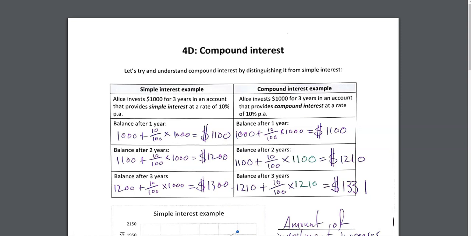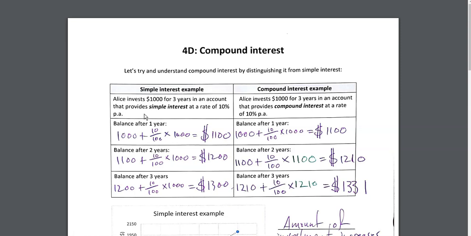Okay. Now, the best way to understand what compound interest is to first compare it with simple interest. All right. Now, we're going to do exactly that. So here we have a brief example of simple interest. Alice invests $1,000 for 3 years in an account that provides simple interest at a rate of 10% per annum. It's a very generous rate of interest.